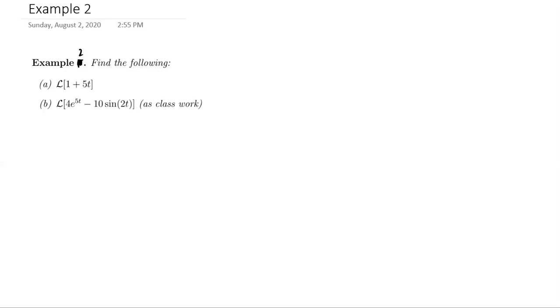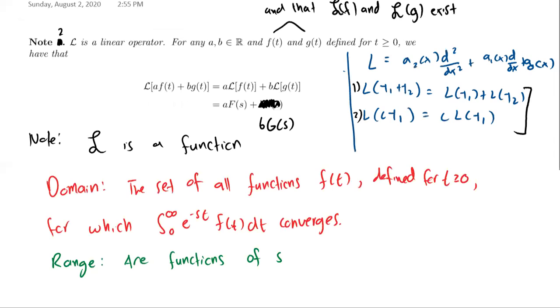So in the previous video, we saw that the Laplace transform is a function whose domain is functions defined for t greater than or equal to 0, for which the Laplace transform exists, which is the same as saying that this integral converges, right? And whose range are some functions of s. We don't know what they look like, but we know that they're expressions involving s. So this Laplace transform as a function is linear, right? Meaning that we can move constants outside and we can separate the sums or differences, it doesn't matter if it's plus or minus.